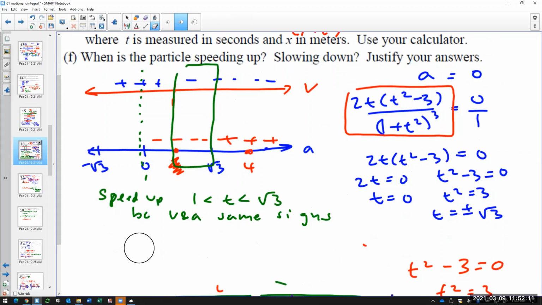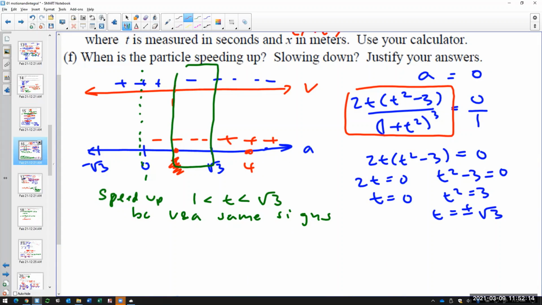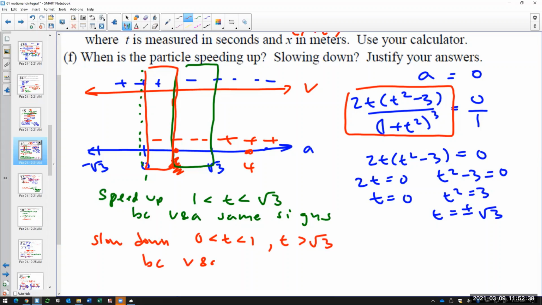And then let's do slowing down. Okay, slowing down is whenever they have different signs. Okay, so slow down. When does that happen? Between time 0 and time 1. Do you guys see this box right here? Time 0 and 1. When else do you slow down? Yeah, after square root of 3, all after square root of 3. So t is greater than square root of 3. And what's going to be the justification for that? Have different signs, okay? And you're good. You could have also put the velocity function in your calculator, right? And you could have put the acceleration function in your calculator and notice when it was both positive and when it was both negative, okay? That's another way to do that.